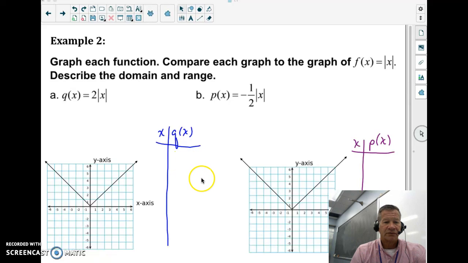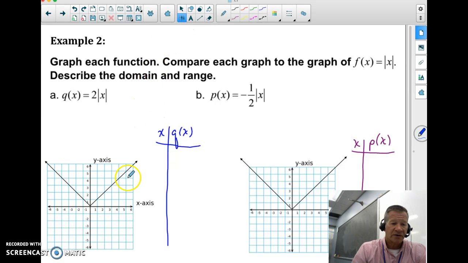For example 2 of section 1.1, we're going to do some more graphing of absolute value functions, but now instead of adding or subtracting things to the absolute value, we're going to multiply them. So the directions are the same as they were in example 1. We're going to graph each function and compare it to f of x. I have gone through and drawn f of x equals the absolute value of x on the axes, so it's easier to compare in this section, okay?